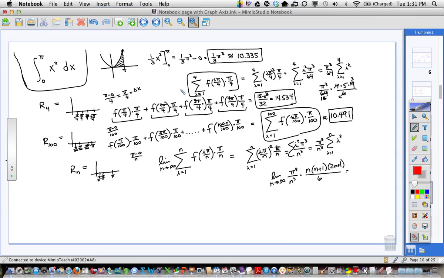What about the 2? It'd be 2n cubed, right? The highest power term, if I FOIL this all out, will be 2n cubed, because it would be n times 2n. So this would be 2n cubed. Don't forget about the pi cubed. Almost there. Over 6n cubed.